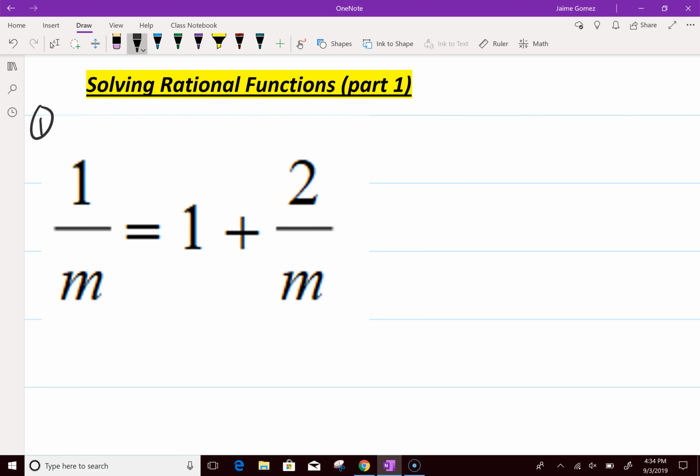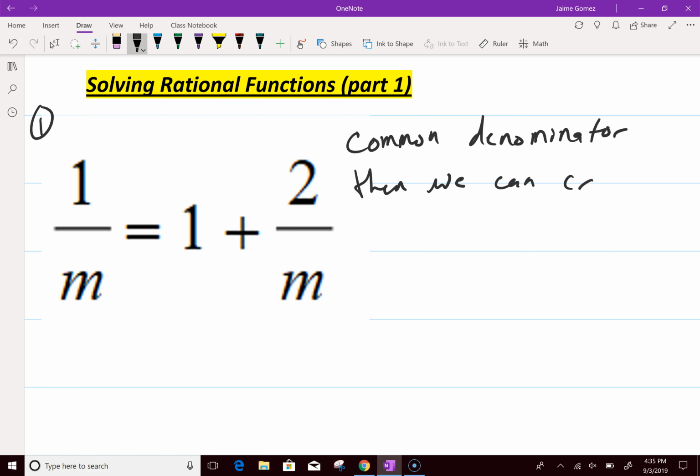Now there's a shortcut to do this. We want a common denominator. If we have a common denominator, then we can cancel all the bottoms. We can cancel the denominators. I'm gonna say that we don't need the bottom anymore, so just cancel out the bottom.